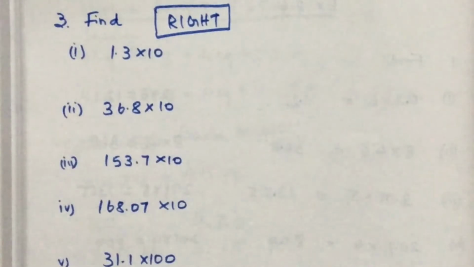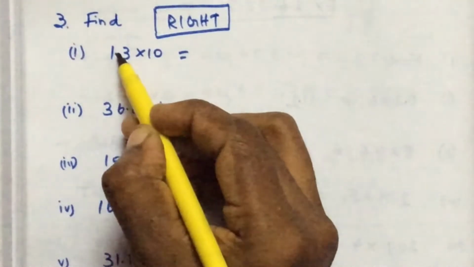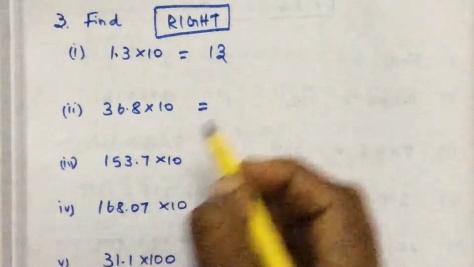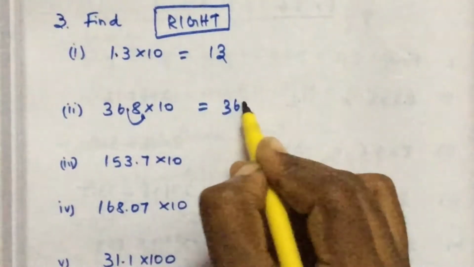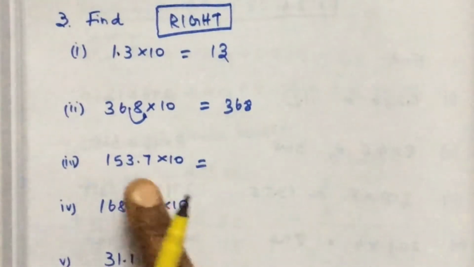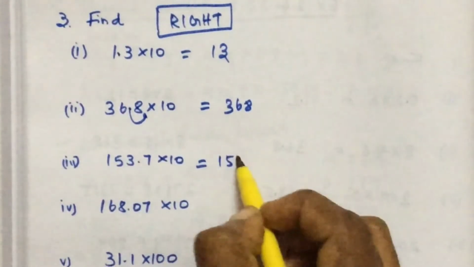The next is, whenever you multiply a decimal number by 10, 100 and 1000, remember that you have to move the decimal point to the right by the number of zeros. Here there is only one zero, so the point is coming from here to here, which is 13. The next, this point will come from here to here, 368. Now here the point will come from here to here, which is 1537.